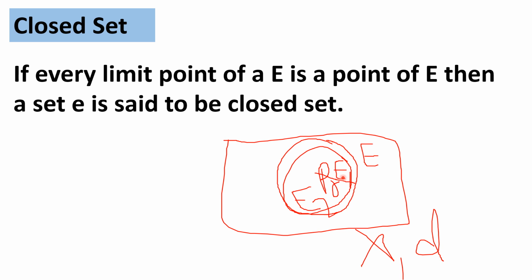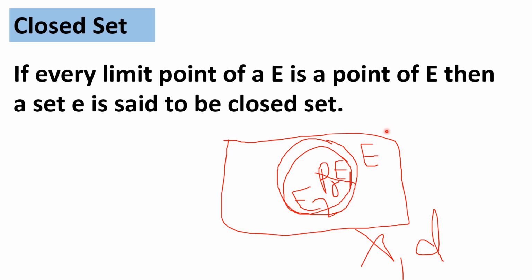This limit point of E are nothing but the points of E, right? These limit points of E belong to E only. Then we can say that every limit point of E is a point of E. Then we can call this E a closed set.